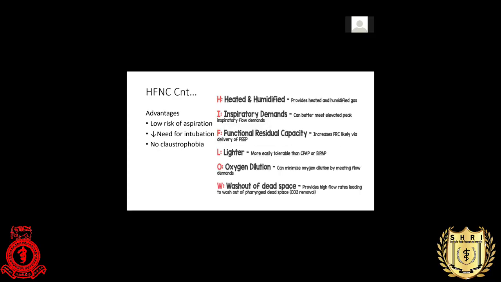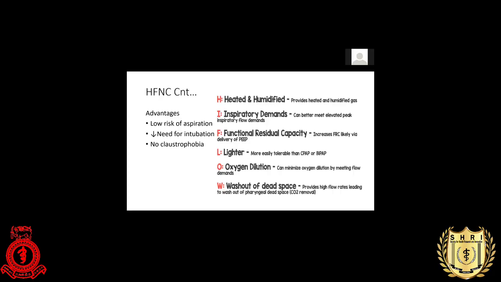In a nutshell, this high flow nasal cannula provides heated and humidified air. It also matches the patient's inspiratory demands by meeting the patient's peak inspiratory flow demand. It also increases the functional residual capacity by making a small PEEP and providing a continuous flow.